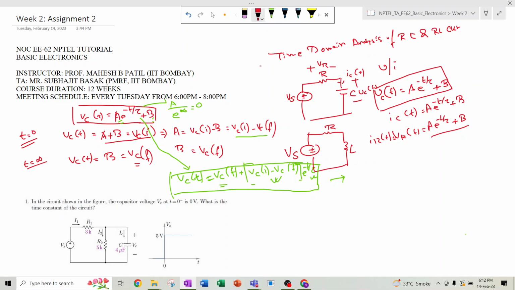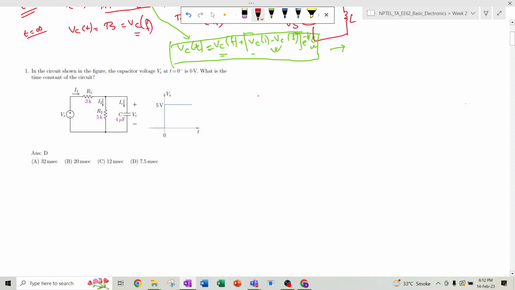So basically I will move to the first question in the assignment. In the circuit shown in the figure, the capacitor voltage Vc at t equal to 0 minus is 0 volt. So here is some notation. t equal to 0 minus means just before t equal to 0 second. And similarly if we consider t equal to 0 plus, that means the time just after t equal to 0 second.